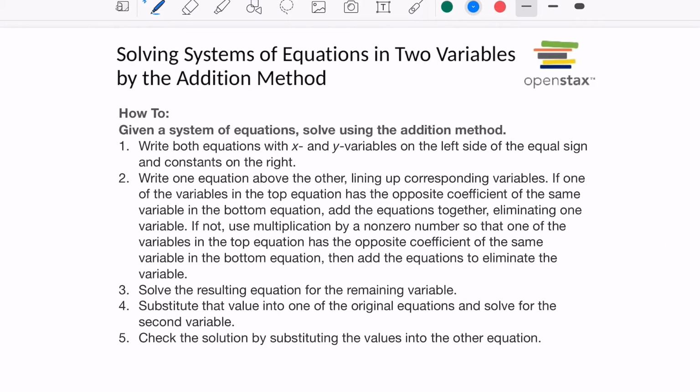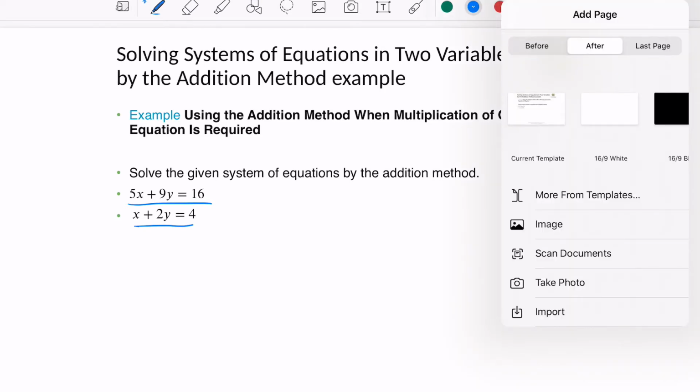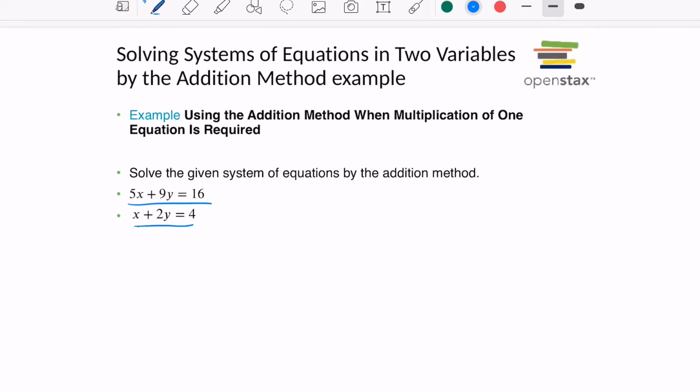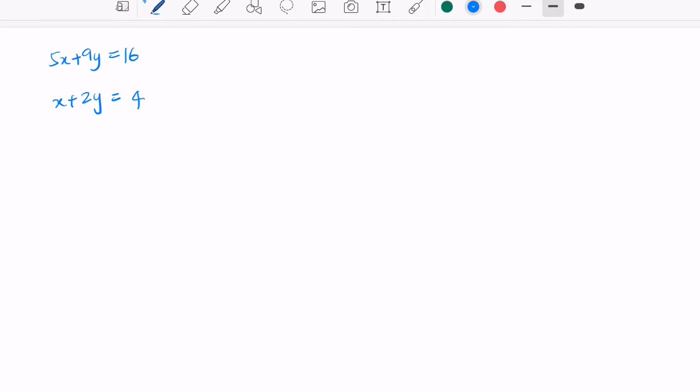Next is the process of the addition method. So let's try this method here. You have two equations, 5x plus 9y equals 16 and x plus 2y equals 4. So let me put it into a new page. You have 5x plus 9y equal to 16 and x plus 2y equals 4.